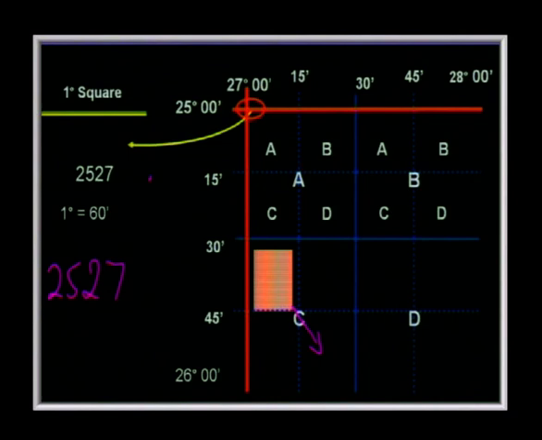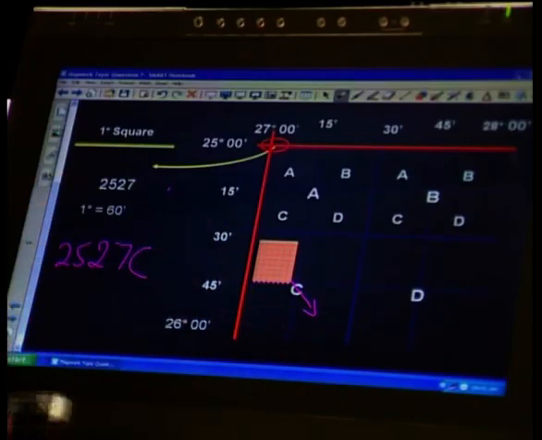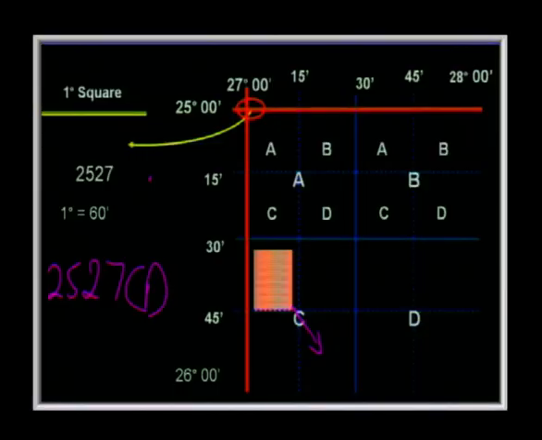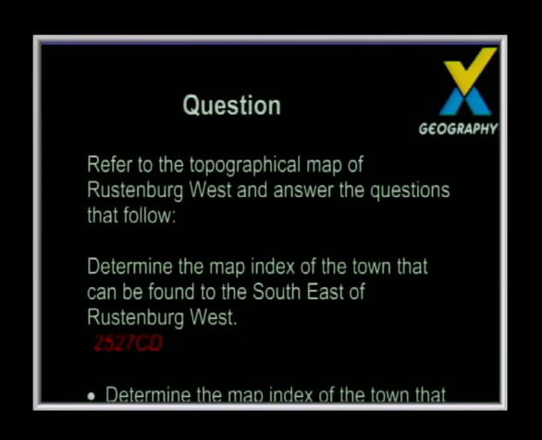Has the big block changed? No, it's in the same block. So it's C. The small block, has it changed? Yes, it moved to D now, because that's the town southeast of that. And basically, that's my answer. If I look at my slide down here, it's 25, 27, C, D.